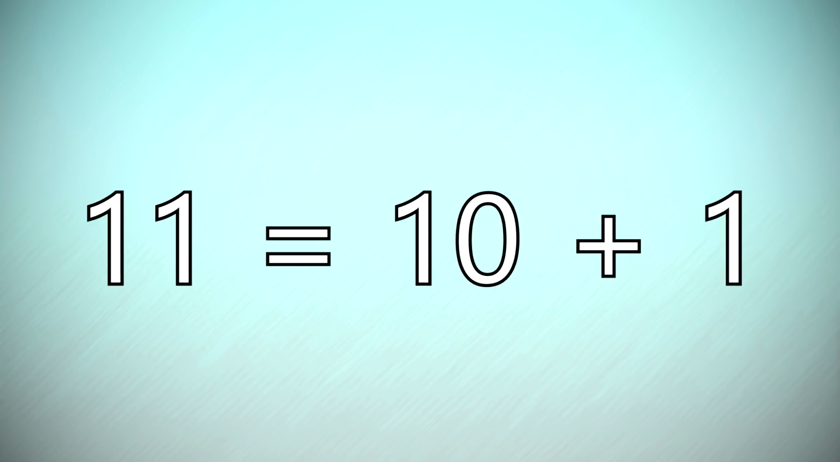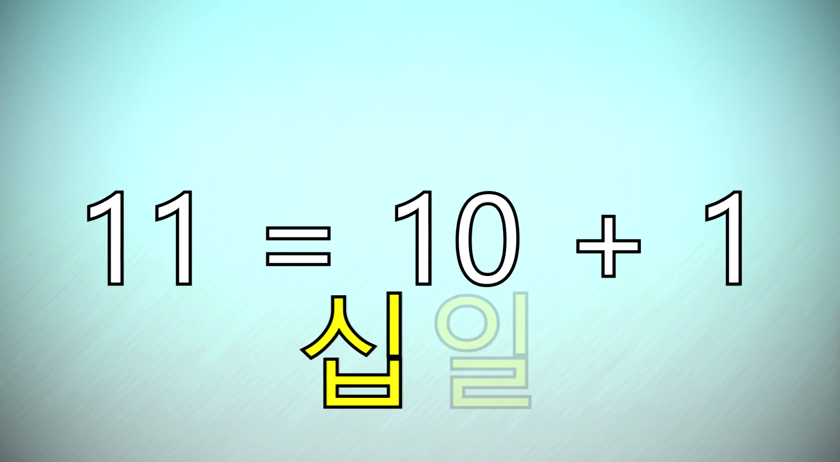For example, to make the number 11, simply break apart the two digits. The first digit in the tens place, which is 1, is just 10, so we can say 십. The second digit, another 1, is just 일. So 11 is 십일.